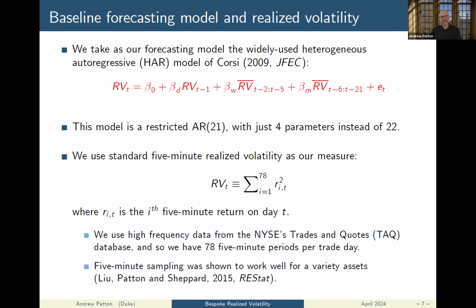And the RV measure we're going to use throughout the paper is 5-minute realized variance. So we're going to take 5-minute returns on stocks from the TAQ, the Trades and Quotes database, and the New York Stock Exchange. New York Stock Exchange is open from 9:30 to 4, so that gives us 78 5-minute periods per day. And we're only looking at the intraday variance. So we're looking from 9:30 to 4 and not including the overnight.